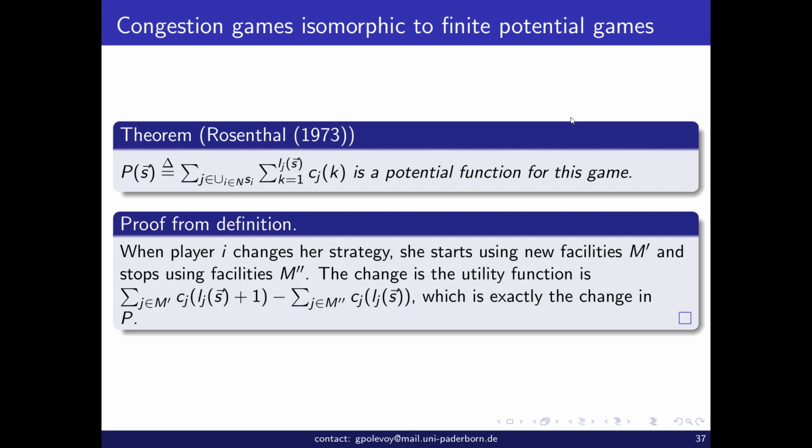Now the change to her utility function, player i being the only player to change, is the total cost of those facilities in M prime, where the load has increased by 1, minus the total cost of the facilities in M2 prime according to the original load. And that's exactly the change in the potential function. So that is a proof.